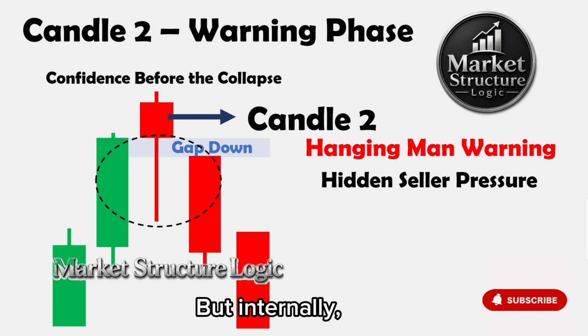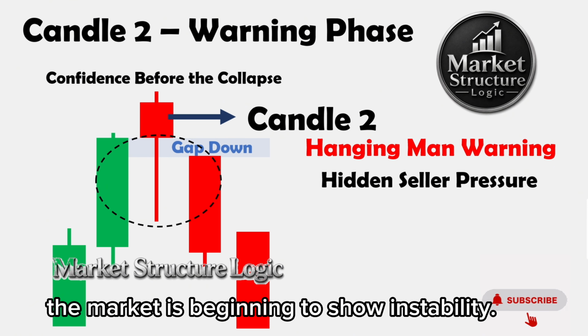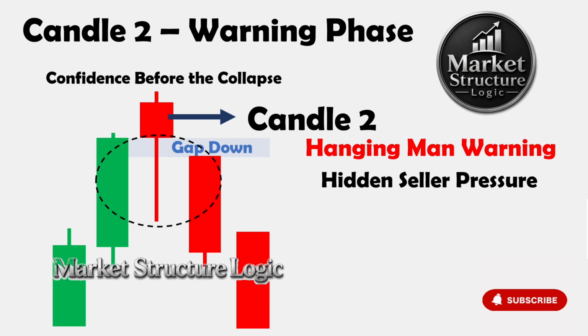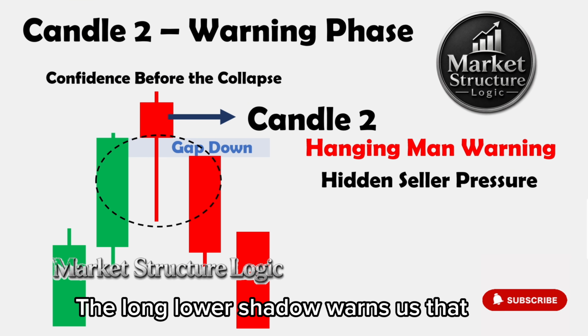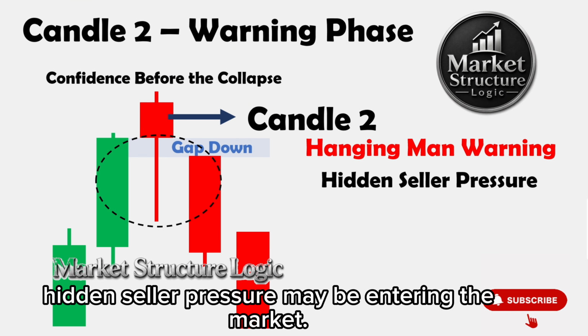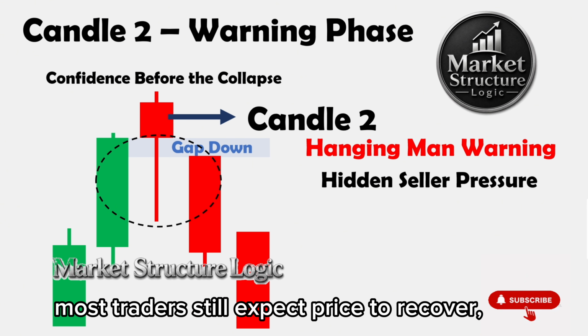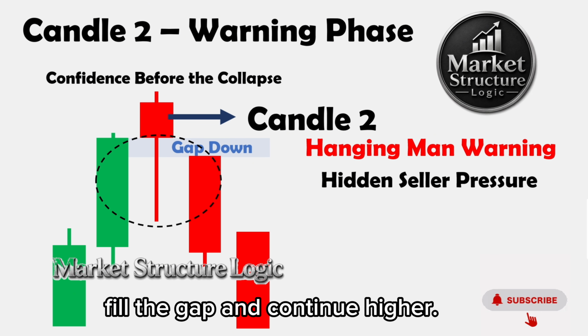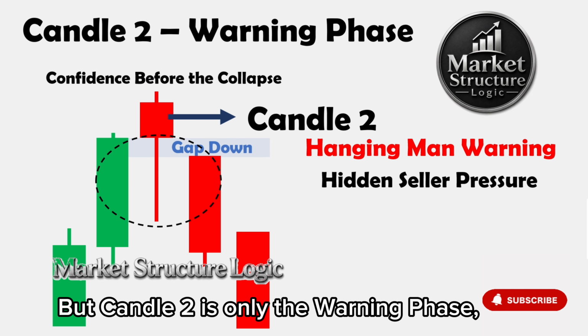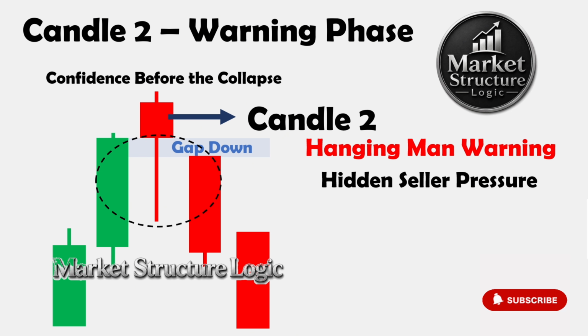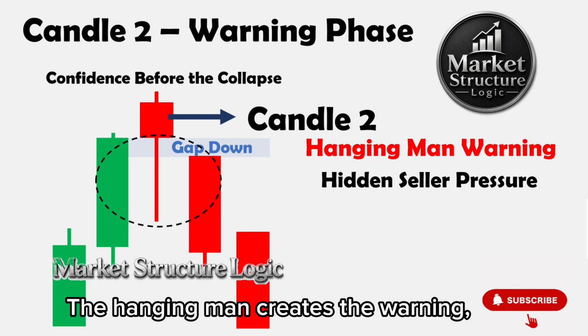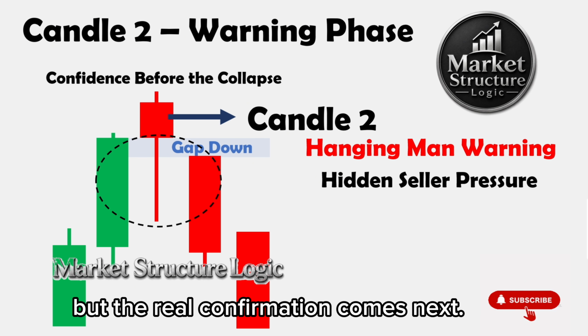But internally, the market is beginning to show instability. The long lower shadow warns us that hidden seller pressure may be entering the market. At this stage, most traders still expect price to recover, fill the gap, and continue higher. But candle 2 is only the warning phase, not the confirmation yet. The hanging man creates the warning, but the real confirmation comes next.